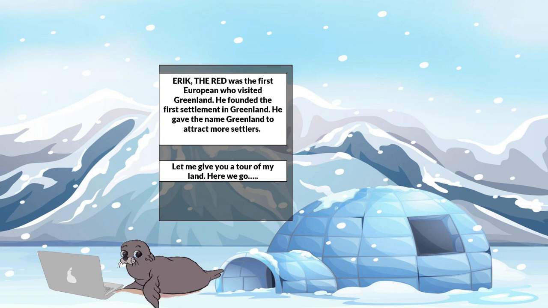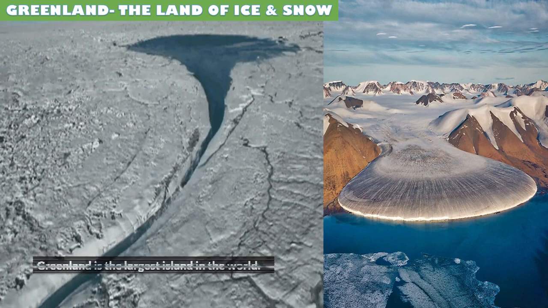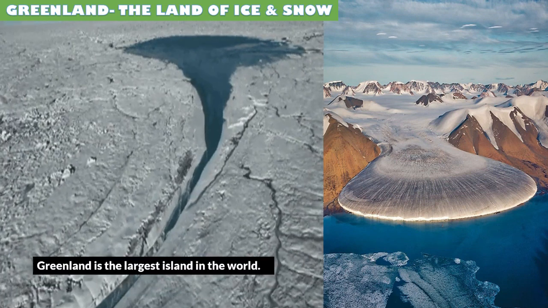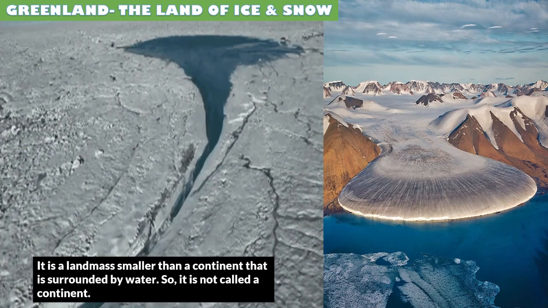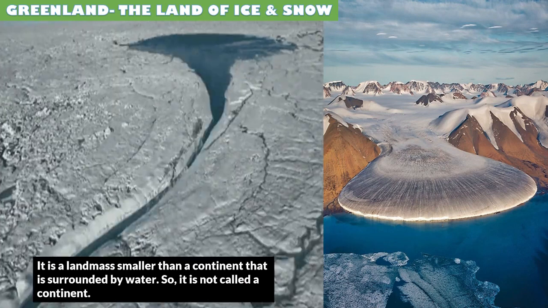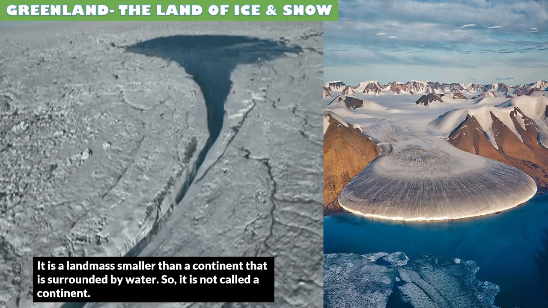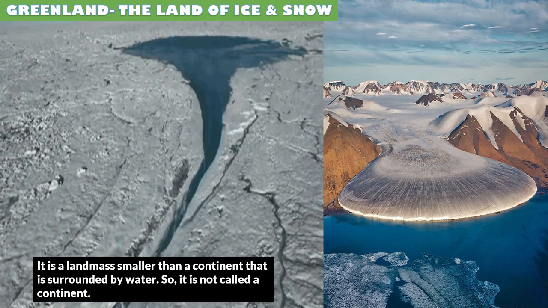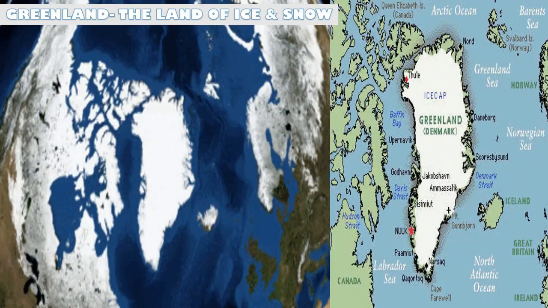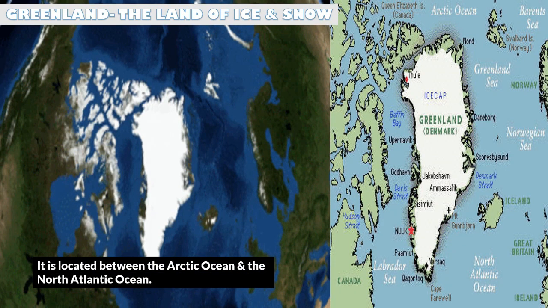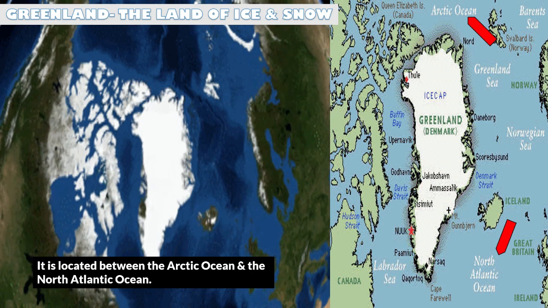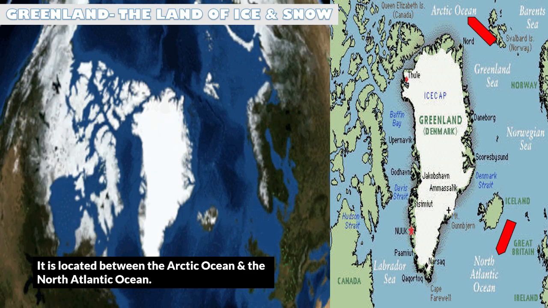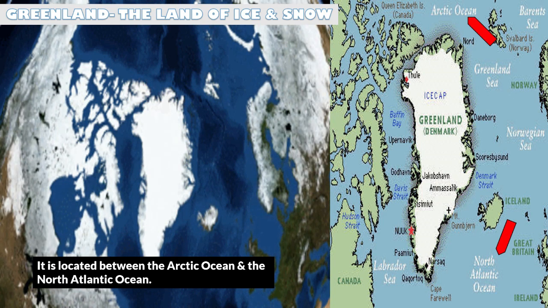Let me give you a tour of my land. Here we go. Greenland is the largest island in the world. It is a landmass which is smaller than a continent that is surrounded by water, and that is why it is not called a continent. Rather, it is called the largest island in the world. It is located between the Arctic Ocean and the North Atlantic Ocean. So Greenland is located between two oceans, that is the Arctic Ocean and the North Atlantic Ocean.